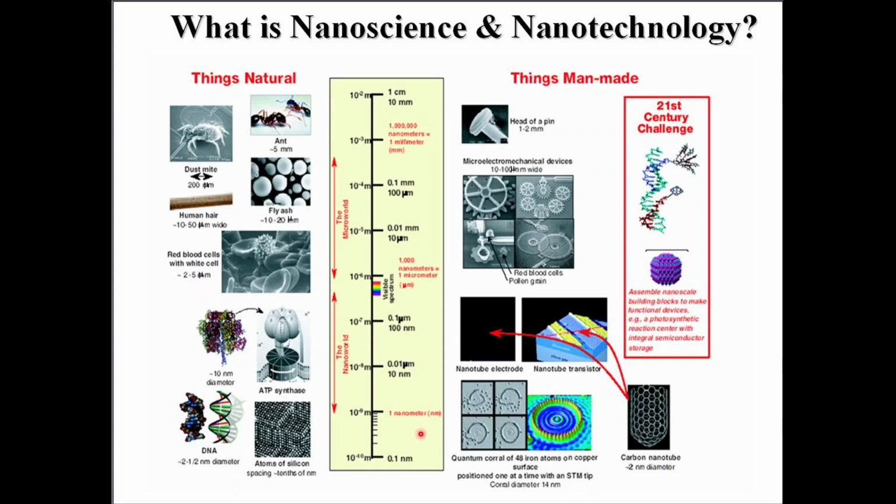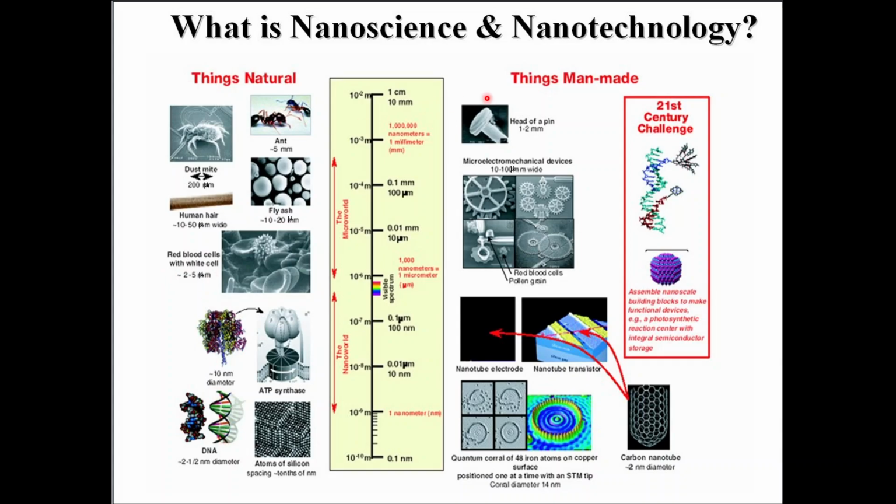But it is not a new thing, right? In nature itself, there are many examples which represent nanotechnology. I have presented some over here. As you can see, ant 5 mm, dust mite 200 μm, fly ash 10 to 20 μm, human hair 10 to 50 μm, red blood cell, also ATP, DNA structure, atoms of silicon, these all represent nanotechnology.